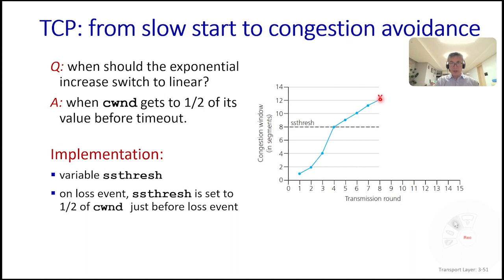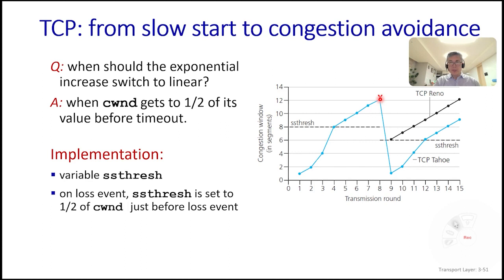But here some problem happens: 3 duplicate ACKs or a timeout event. For 3 duplicate ACKs, assuming TCP Reno, the slow start threshold is set to half the CWND size, which means 6, and then it starts fast recovery, which means it increases CWND linearly. This is TCP Reno.